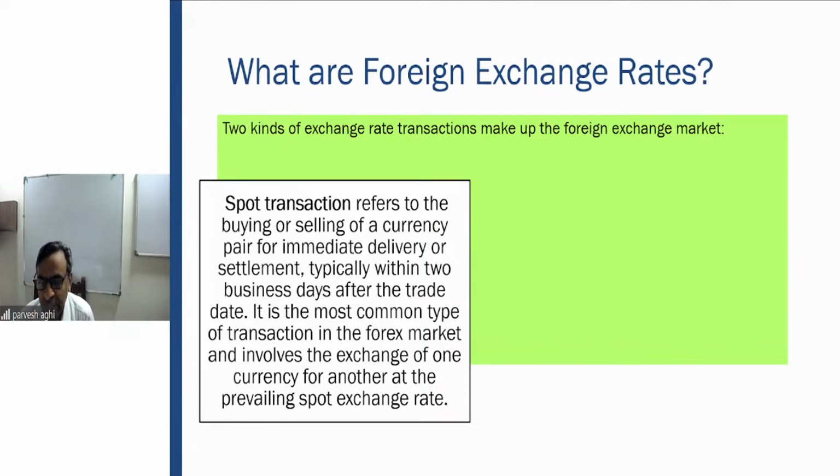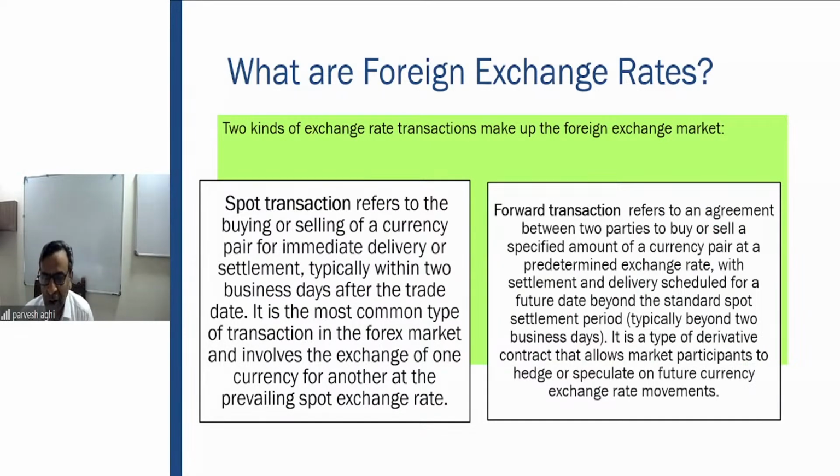So what are foreign exchange rates? Now, there are two kinds of exchange rates in the forex market. One is called the spot, another is called the forward.